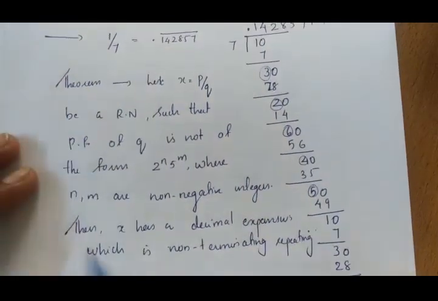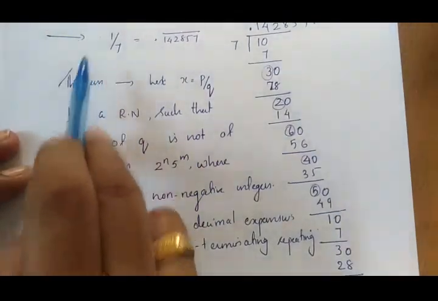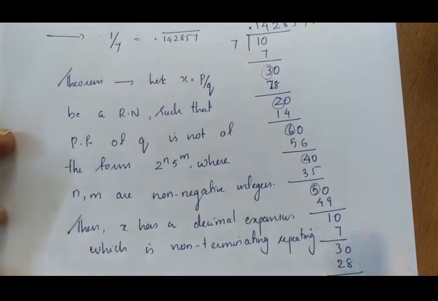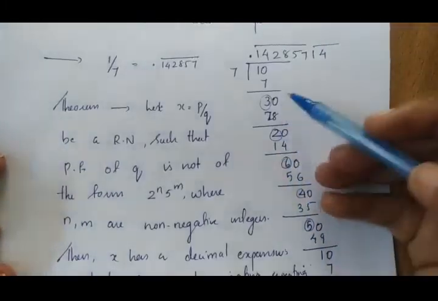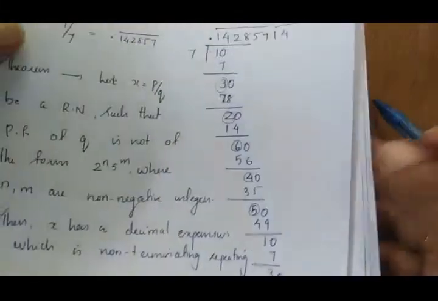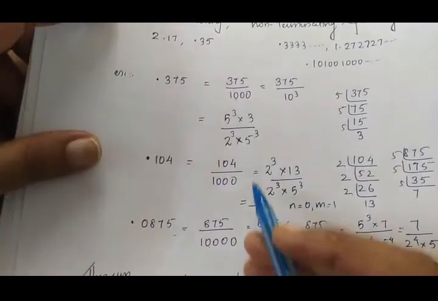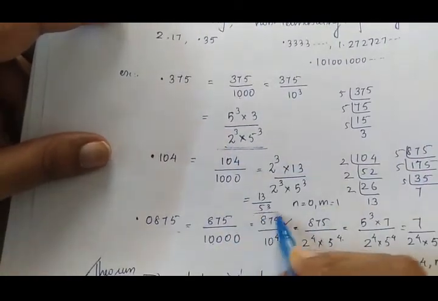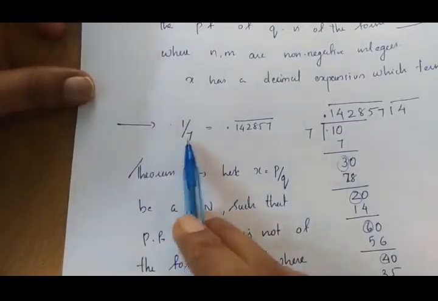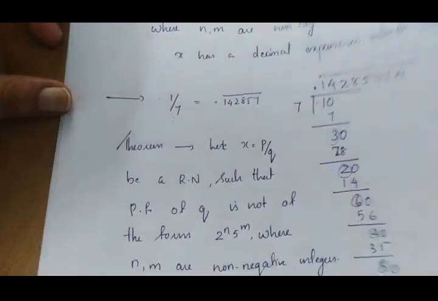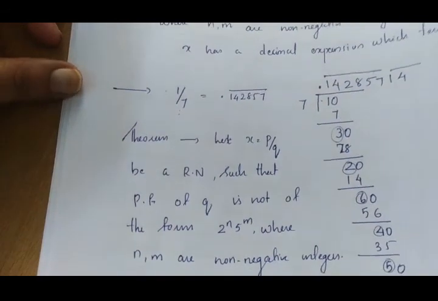Once again, if x equal to p by q is a rational number such that the prime factorization of q is not of the form 2 raised to n, 5 raised to m, then it is non-terminating repeating. But in the previous case, we can represent q in the form 2 raised to n, 5 raised to m. For this value we cannot represent it in that form. So that is the difference between the theorems explained for terminating and non-terminating repeating values.